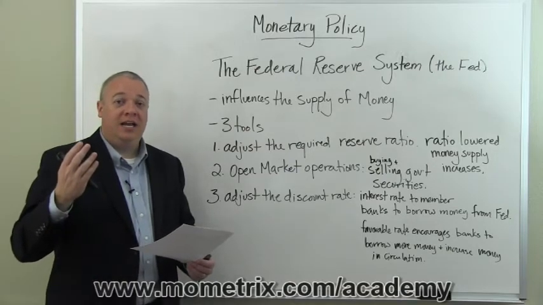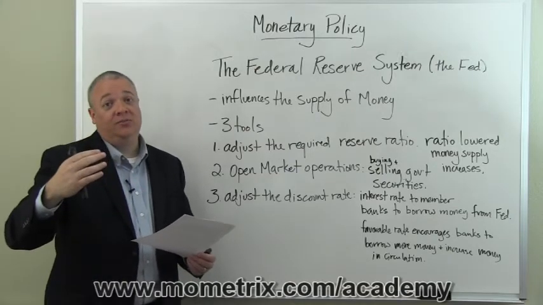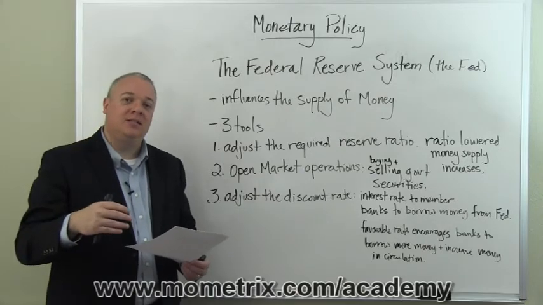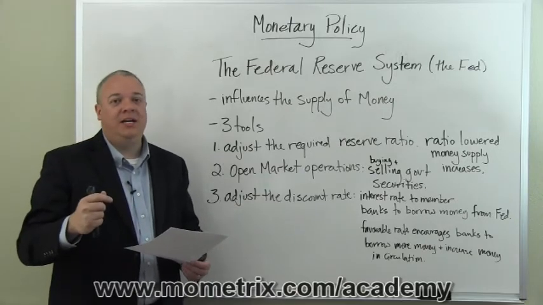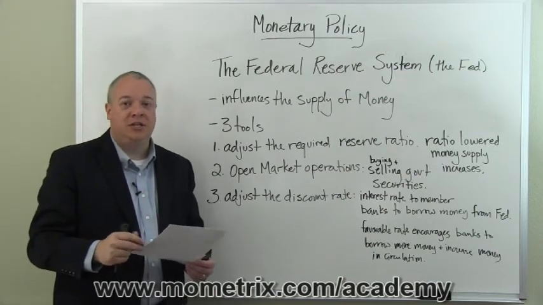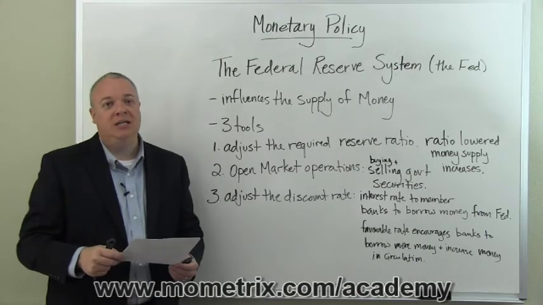Now, if they increase the discount rate, there's a less favorable interest rate for them to borrow money. It disincentivizes them to want to borrow money from the Fed, and therefore they have less to loan out themselves, and decreases the amount of money, generally speaking, in circulation in the economy.